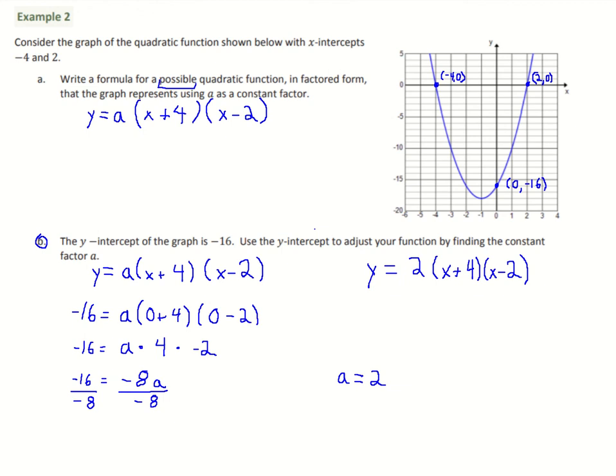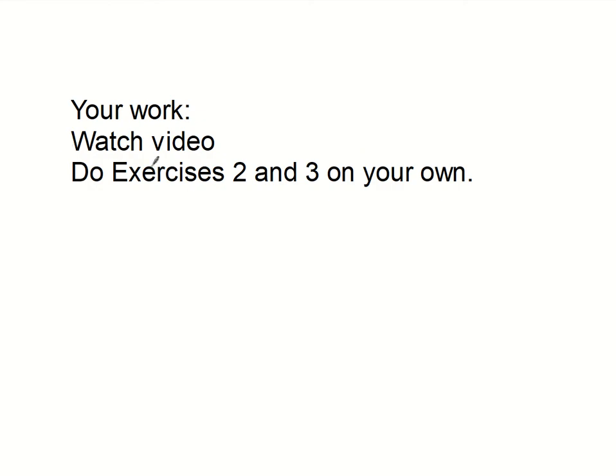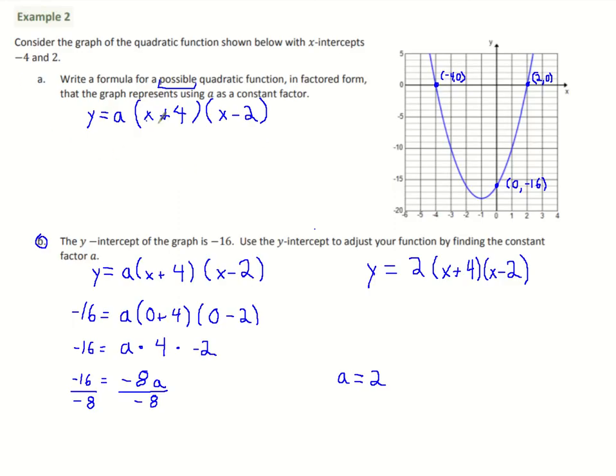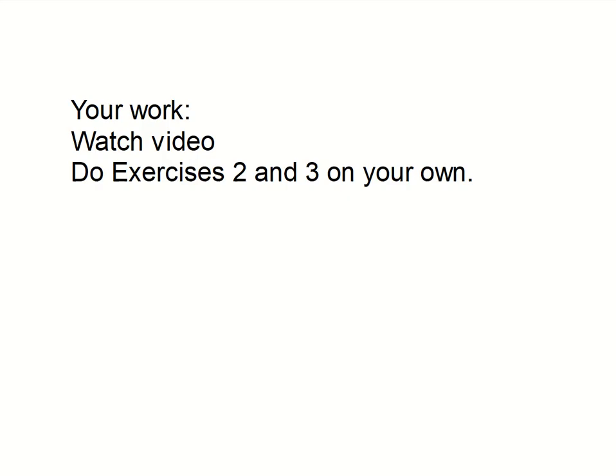And it is now up to you to, well, first of all, watch this video. Congratulations. If you've gotten to this point, you've done that. Up next, you have to do exercises 2 and 3 on your own. Exercise 2 is all about making the possible quadratic functions using our x-intercepts. And exercise 3 is going to be about finishing our equations when we are given our y-intercept. So exercises 2 and 3 are up to you to do.